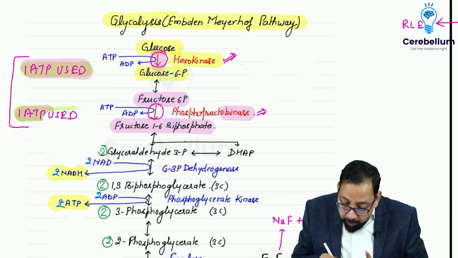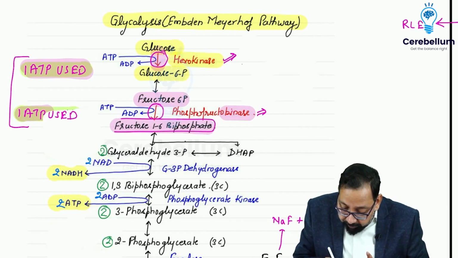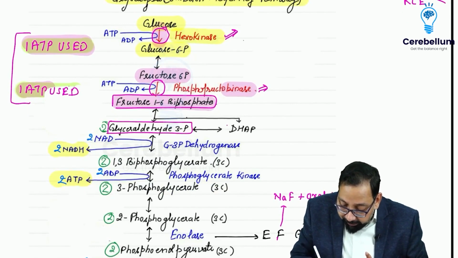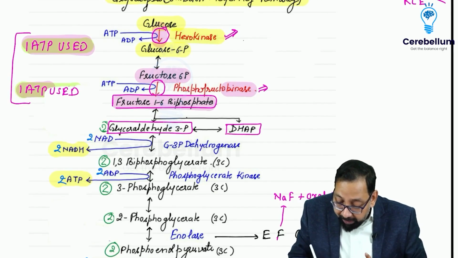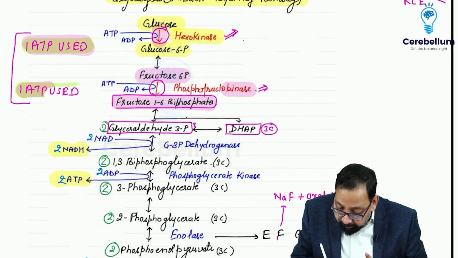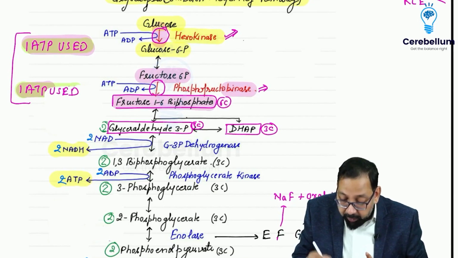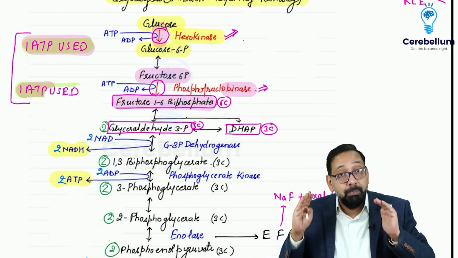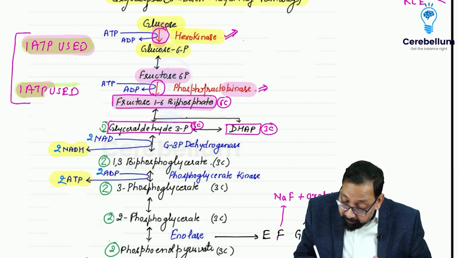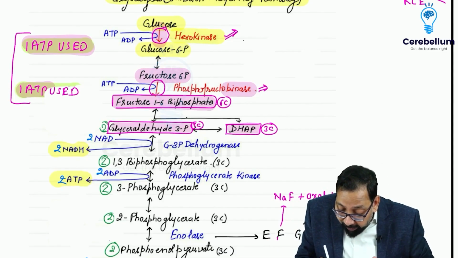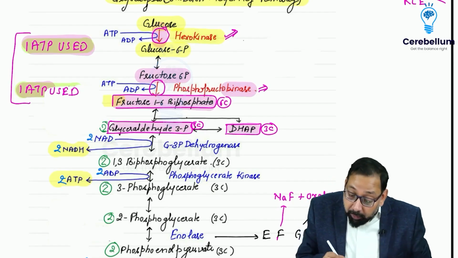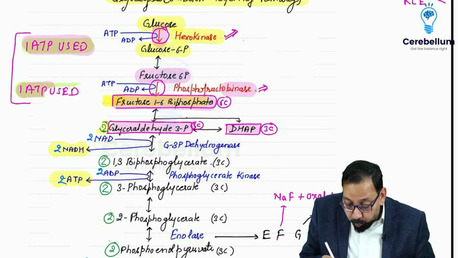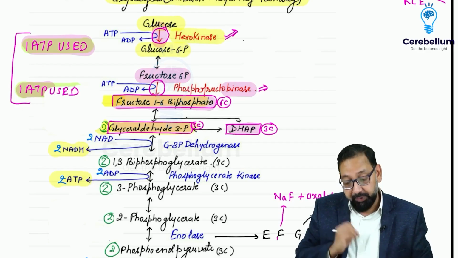This fructose 1,6-biphosphate is converted to glyceraldehyde 3-phosphate and DHAP. Both are having 3 carbon. Fructose is having 6 carbon. So a 6 carbon compound is converted to two molecules having 3 carbon, and this DHAP is converted to glyceraldehyde 3-phosphate. So I can say the 6 carbon compound fructose 1,6-biphosphate is converted to 2 molecules of glyceraldehyde 3-phosphate.